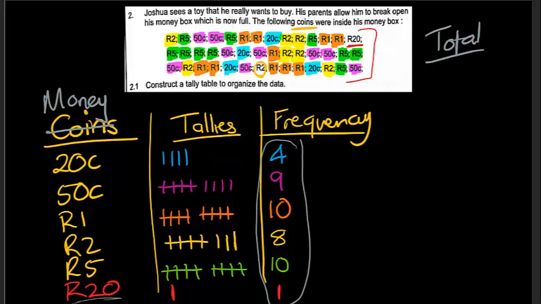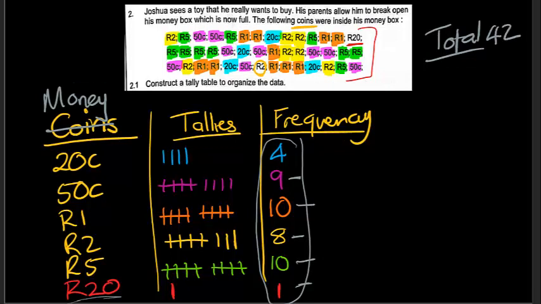But if you kept coins, I will not penalize you. So let's count. I've got 10, 20, 9 and 1 make 10. So that's 30. I've got 38 plus 4: 38, 39, 40, 41, 42. So there are 42 individual pieces of money in this piggy bank. So we have done 2.1. We have constructed the tally table.